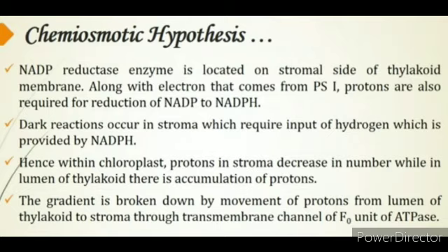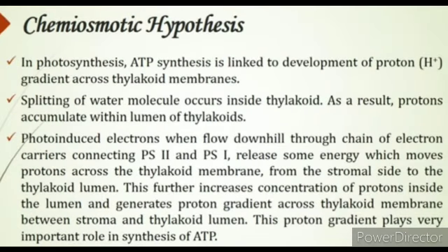The gradient is broken down by movement of protons from the lumen of the thylakoid to the stroma through the transmembrane channel of the F0 unit of ATPase. In photosynthesis, ATP synthesis is linked to development of a proton H+ gradient across thylakoid membranes. Splitting of water molecules occurs inside the thylakoid. As a result, protons accumulate within the lumen of thylakoids.